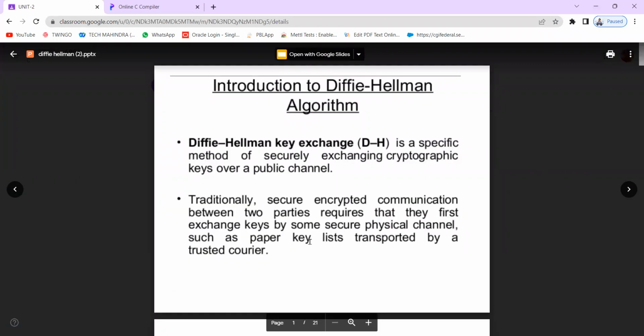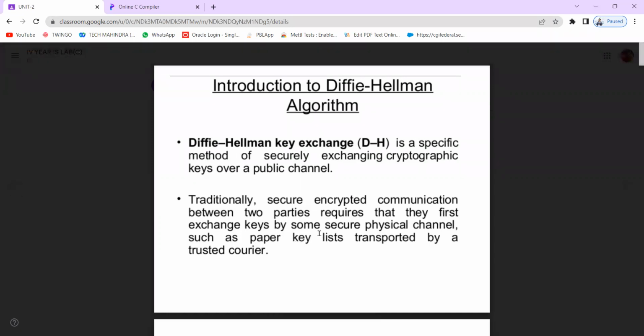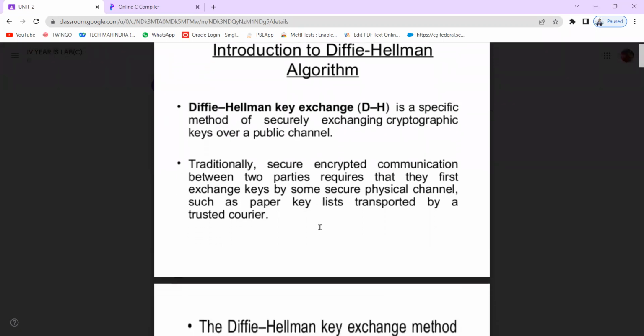Hello everyone. Now we are going to learn about the Diffie-Hellman key exchange algorithm. It is a specific method of securely exchanging cryptographic keys over a public channel. It is neither an encryption nor a decryption. It is used to share the keys between sender and receiver. It follows asymmetric key cryptography.